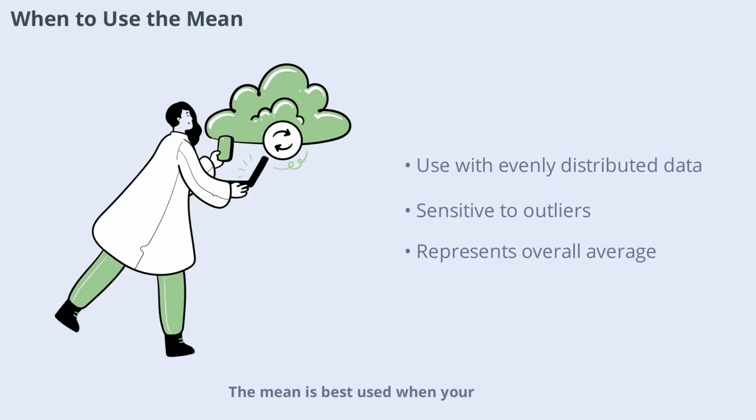Mean is best used when your data is evenly distributed without extreme outliers. For example, if you're calculating the average height of a group of people and everyone's height is fairly similar, the mean gives a good representation. However, if there are a few unusually tall or short individuals, the mean might not reflect the typical height accurately. Always check your data's spread before relying solely on the mean.